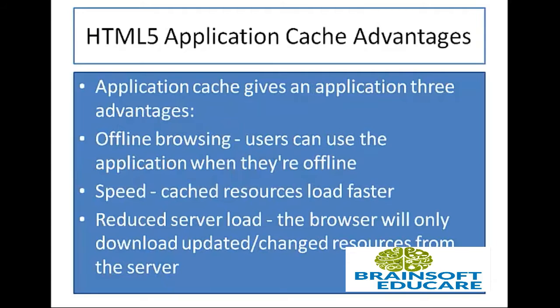Application cache gives an application three advantages. First is offline browsing. Users can use the application when they are offline, so reducing the server hits. Another is speed. It speeds up the loading. The last but not the least is reduced server load. The browser will only download updated or changed resources from the server, thus saving loading time of the server.